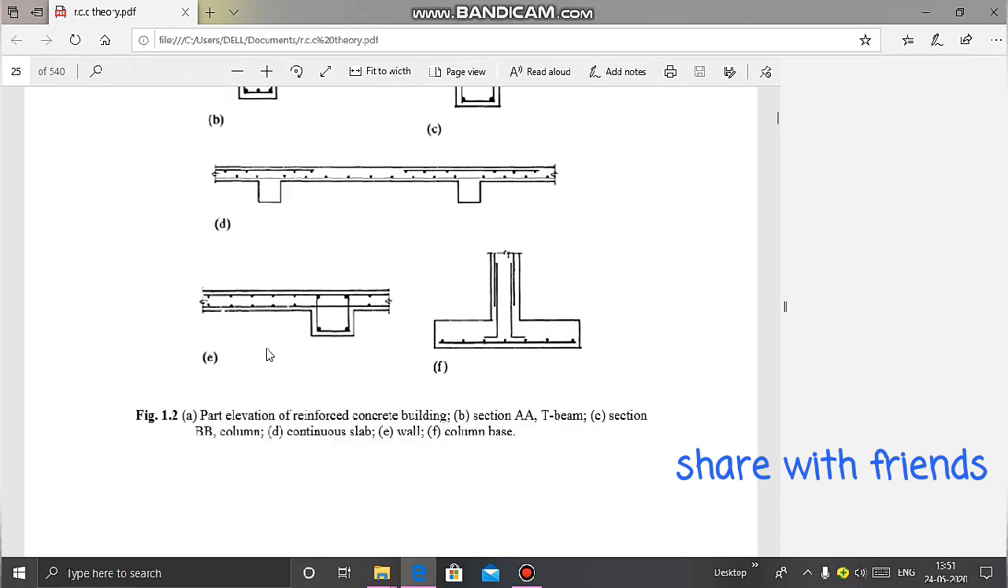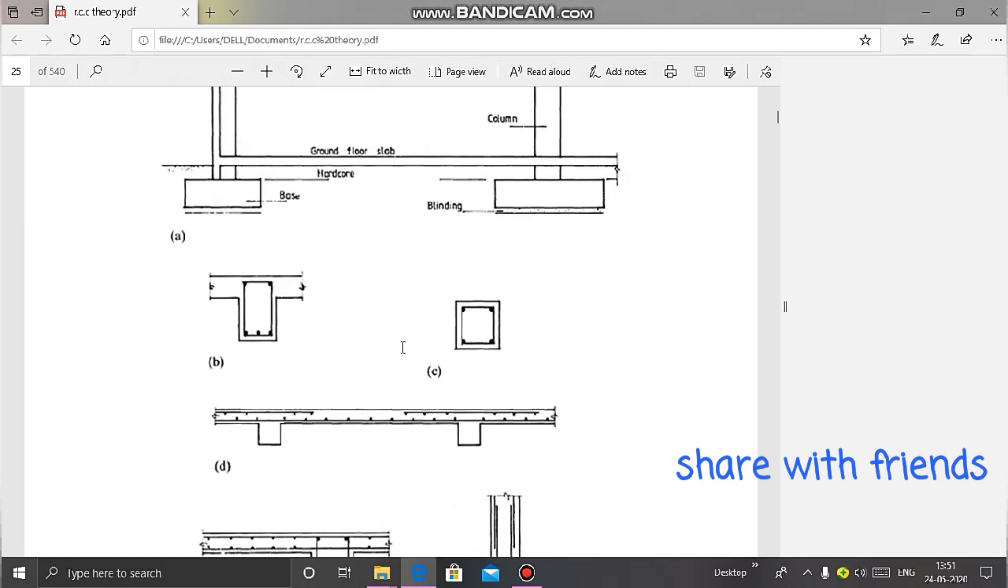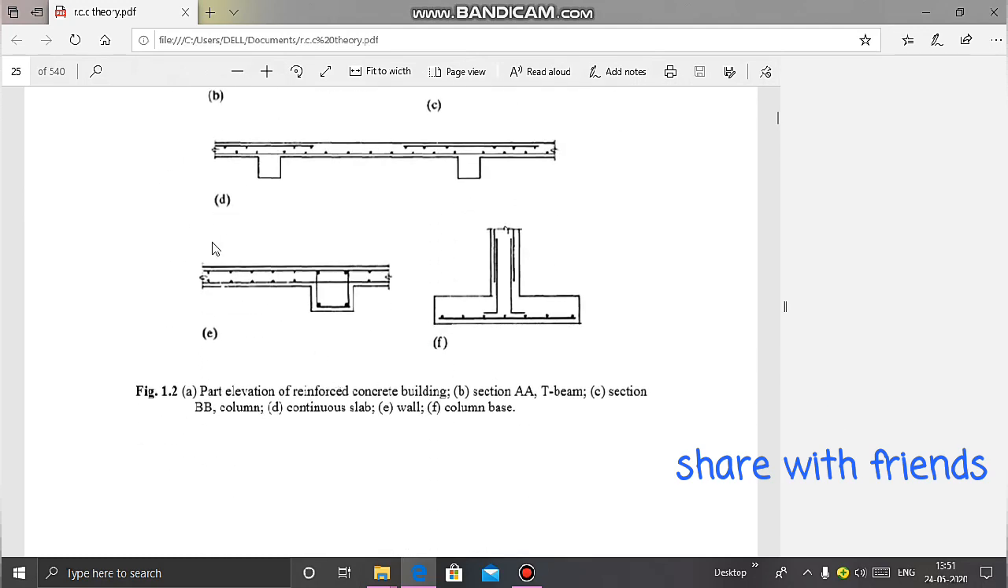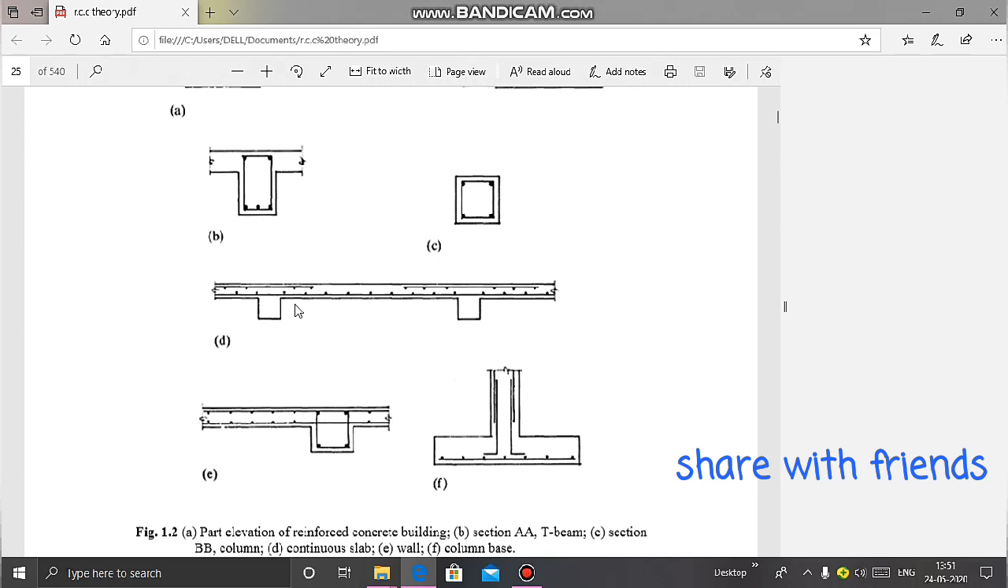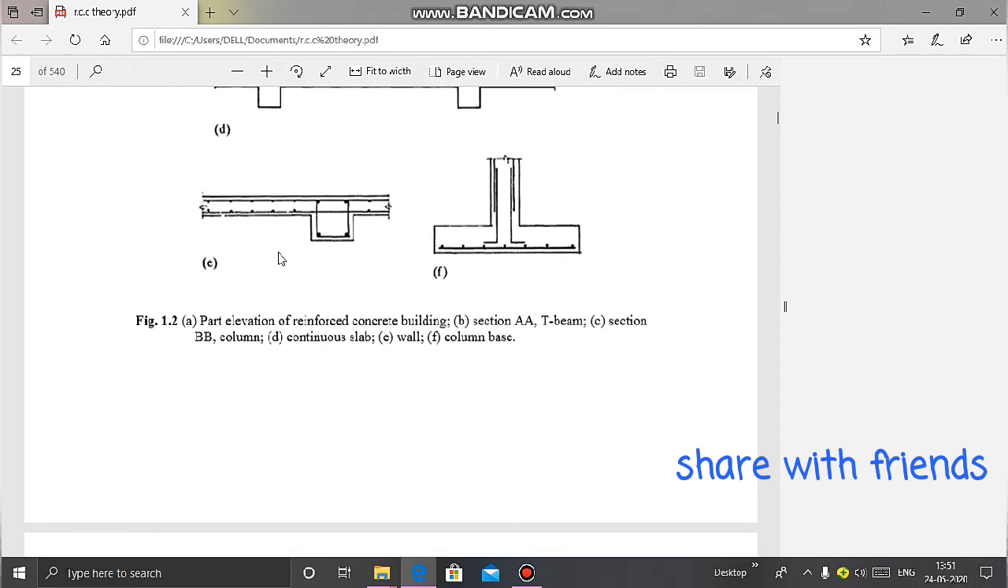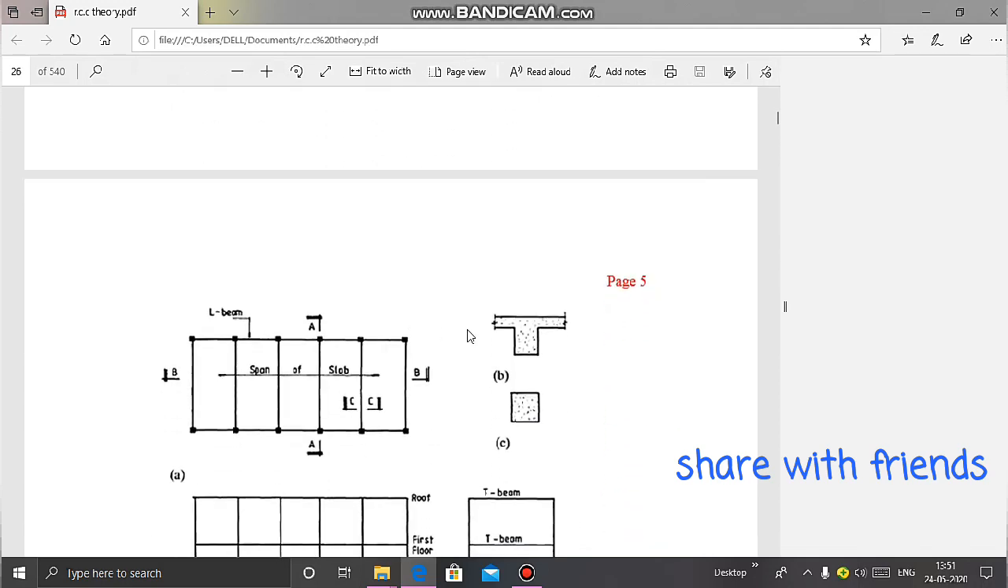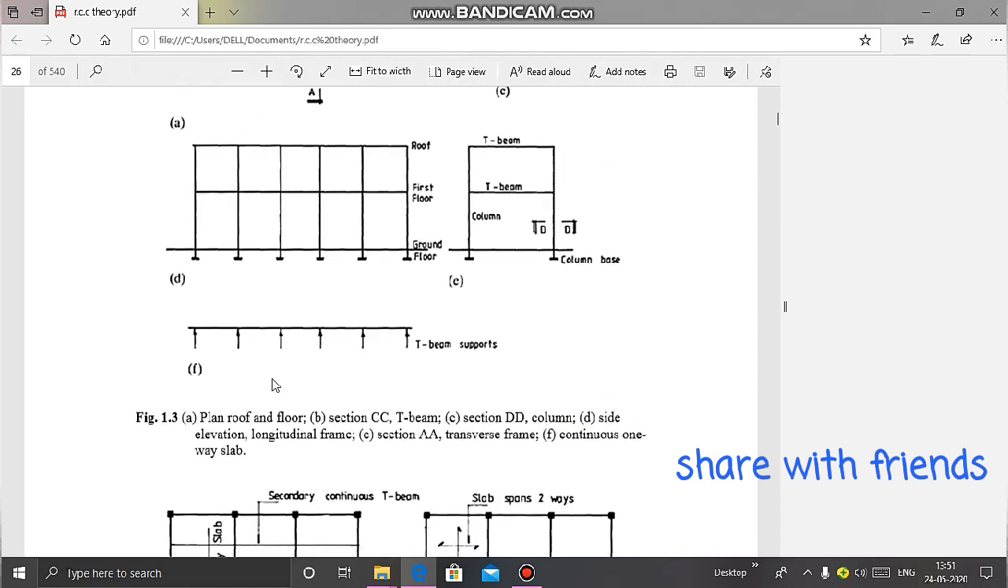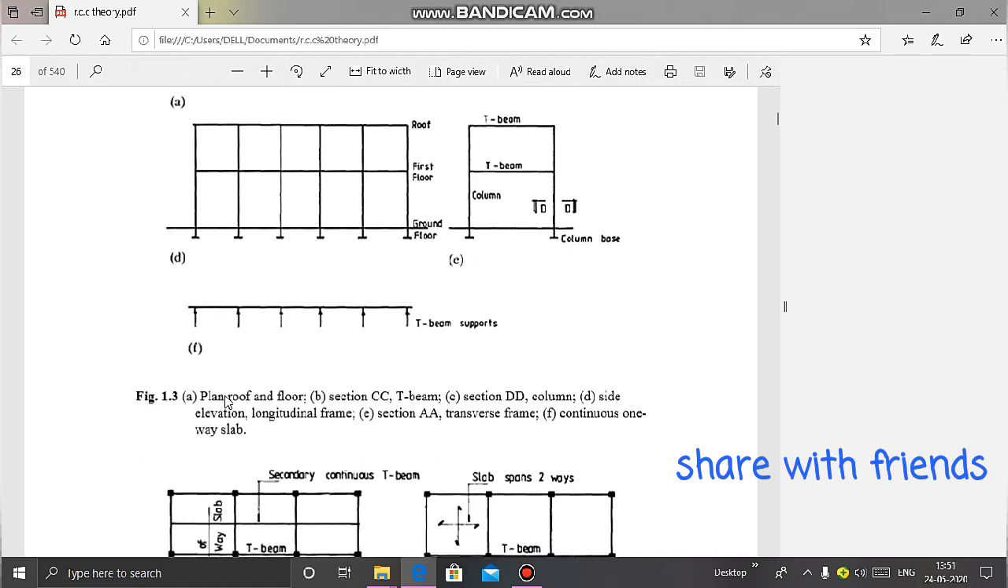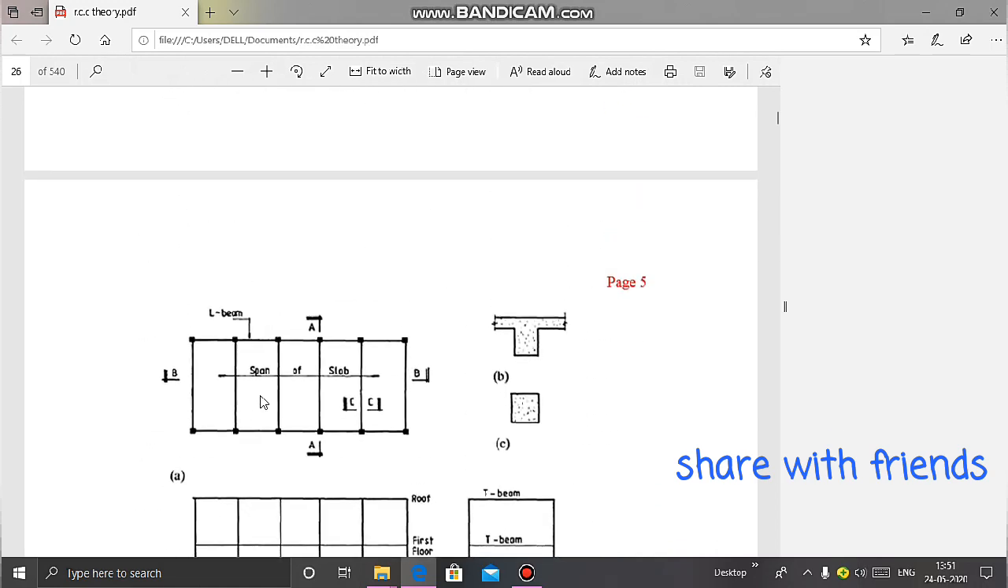D is what? Continuous slab. This is a continuous slab. Here there is more than one column. E is wall, just a wall. F is column base, the base of a column. Now this is an L beam.